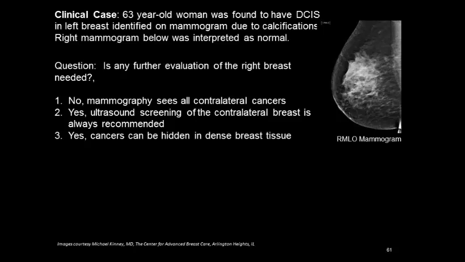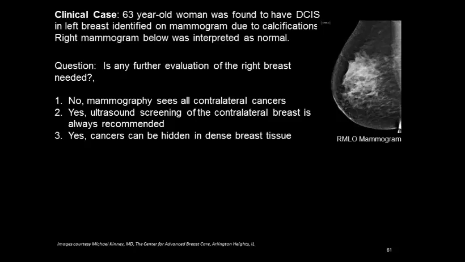So here's a clinical case. A 63-year-old woman was found to have DCIS in the left breast, identified on mammography. That was due to the calcifications and had a stereotactic biopsy. The right mammogram, as you see here, was read as normal. The question for you is, any further evaluation of the right breast needed? Number 1, no, mammography sees all contralateral cancers. Number 2, yes, ultrasound screening of the contralateral breast is always recommended. And 3, yes, cancers can be hidden in dense breast tissue.